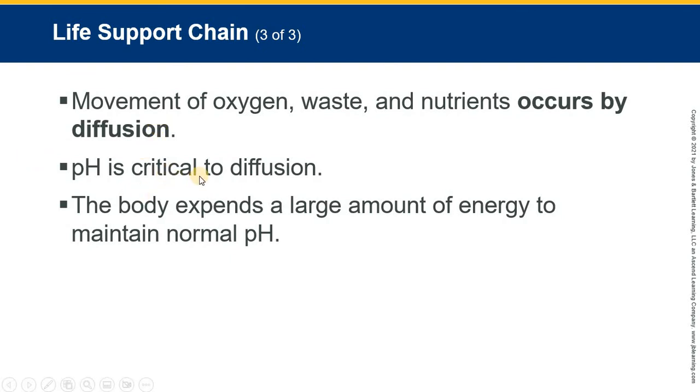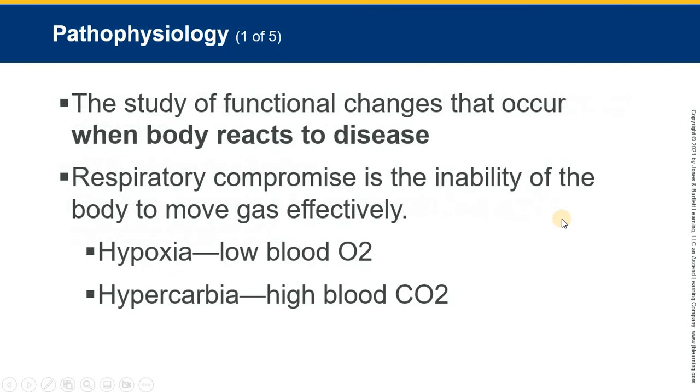In order to do this, your pH has to be within the normal range of the human body. A lot of your energy goes to maintaining that pH so all your chemical processes and your metabolism can keep going, which is why it's a lot better to have aerobic, or oxygen, metabolism. Patho is the function that changes when the body reacts to a disease. It's basically what happens when things start to fail.